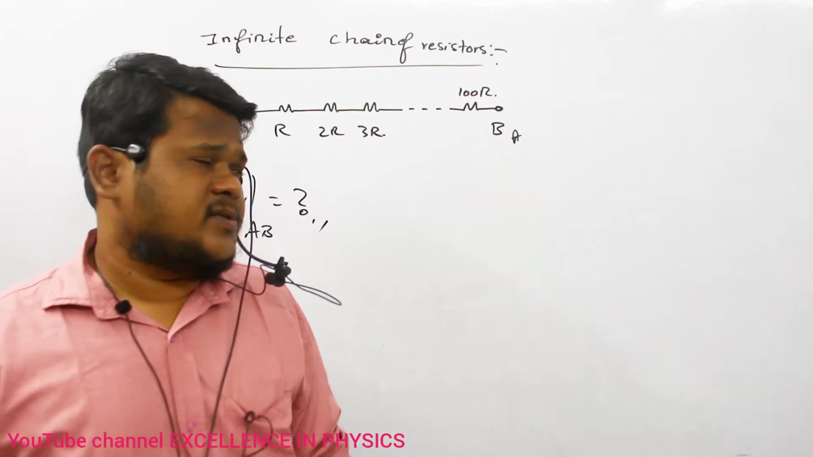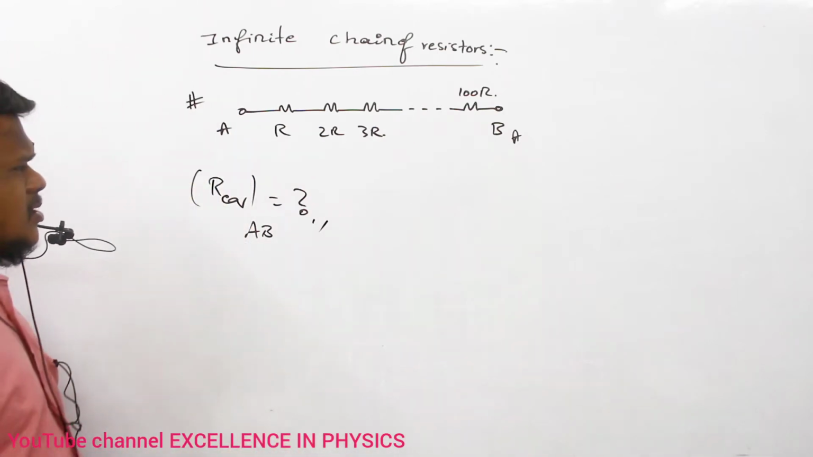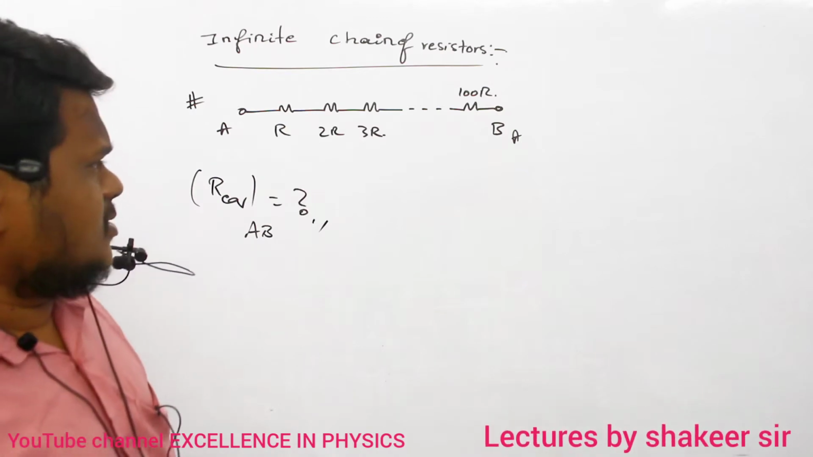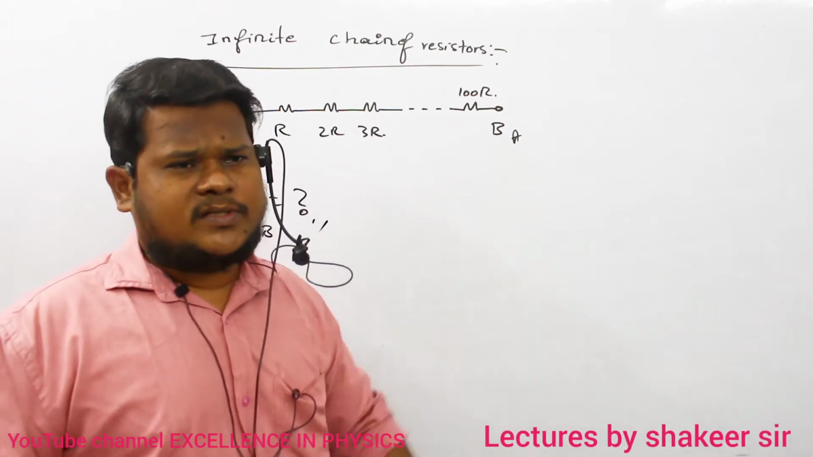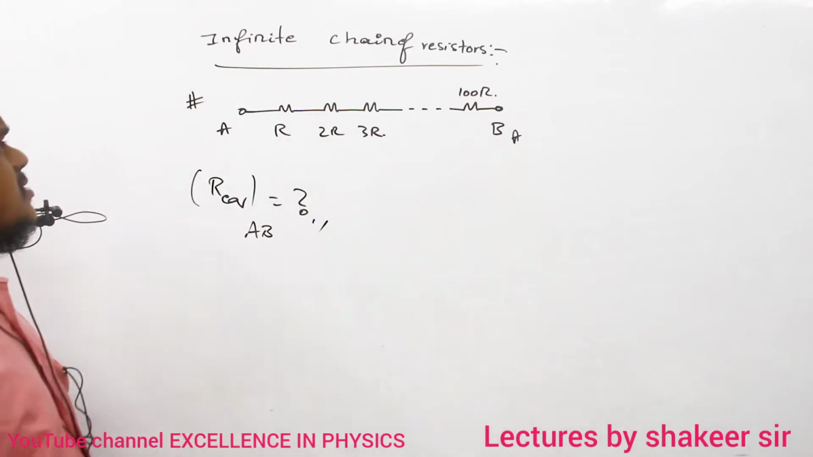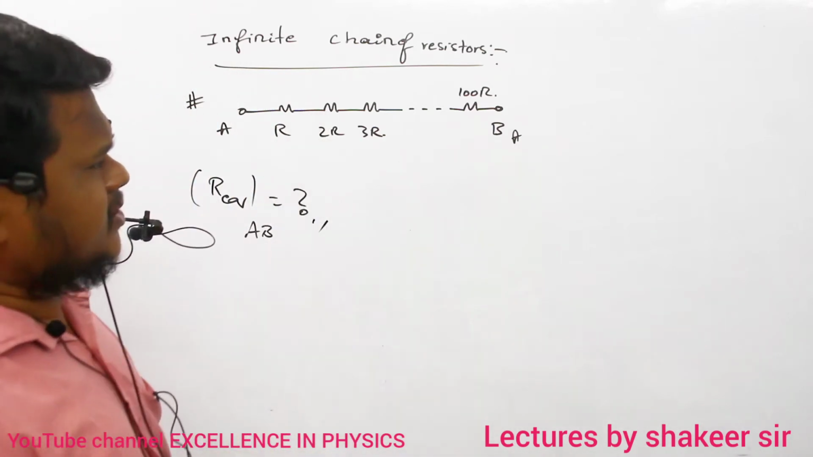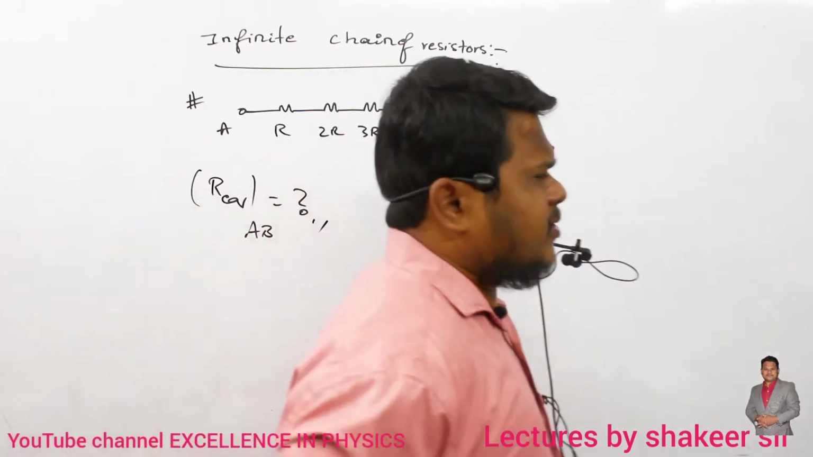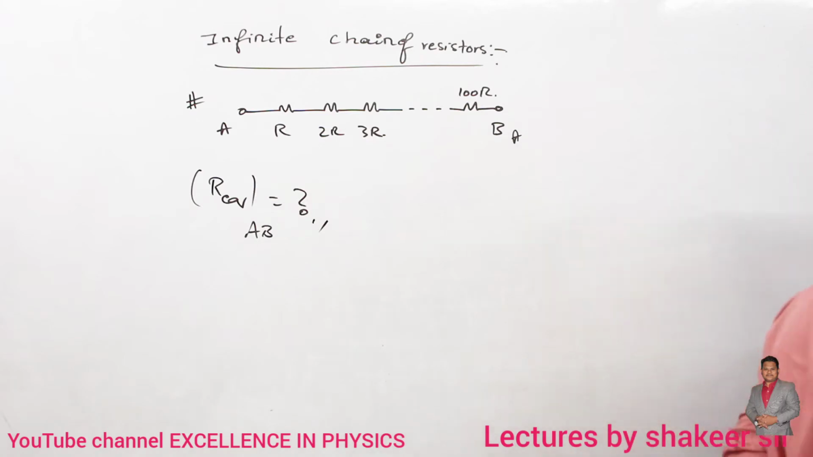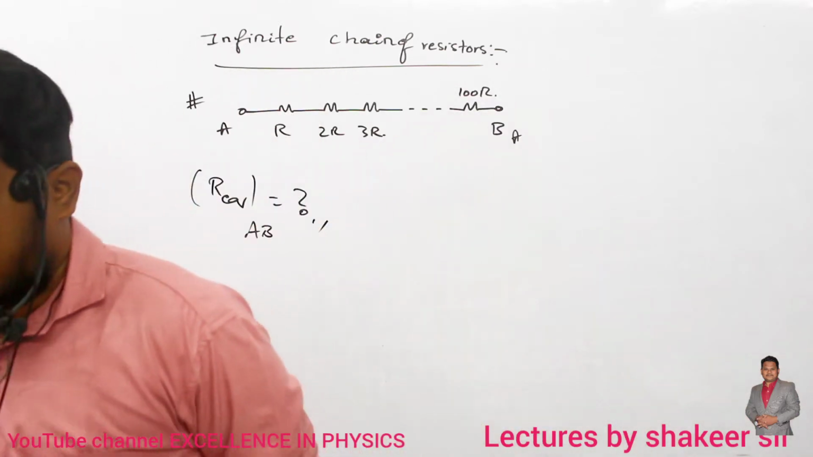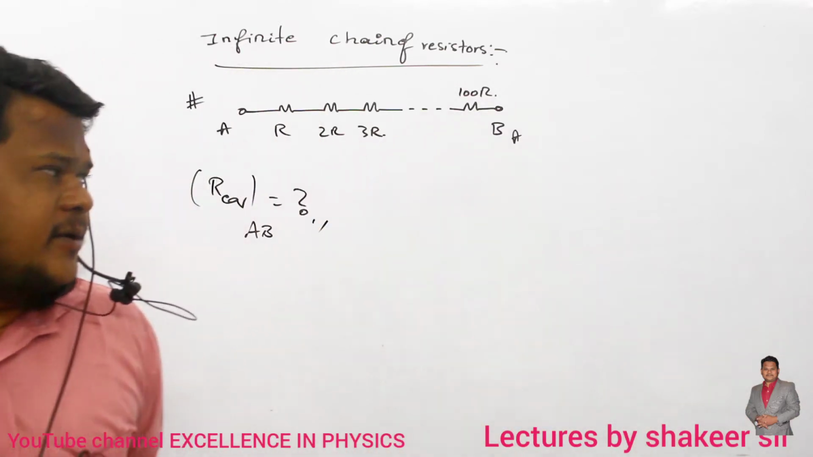Infinite chain of resistors. So, R, 2R, 3R, 4R, 5R, 6R, like this, resistors are connected up to 100R. This is not an infinite chain, this is a finite chain only, up to 100R. Then how can I calculate the total equivalent resistance of this circuit? Anybody?